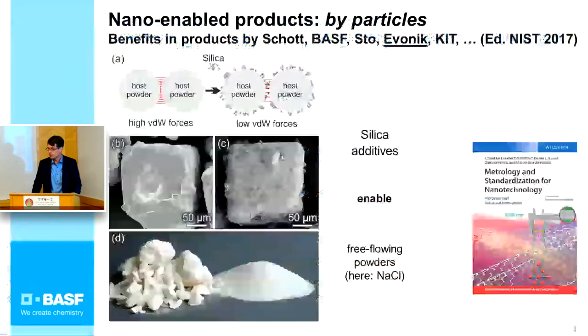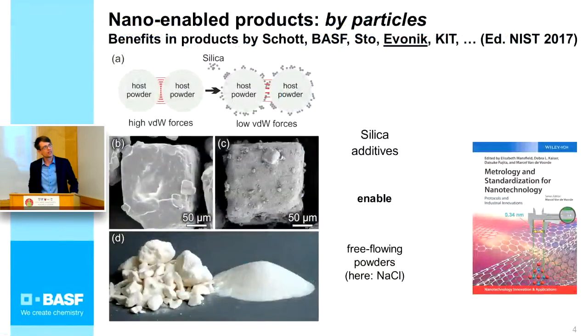So earlier this year, Debbie Kaiser and others from NIST published this book about metrology and standardization of nanotechnology. And I wrote a chapter together with collaborators about applications of nanomaterials. And so this is a very, very simple example. It just shows you how a nanoscale silica can introduce a stabilization by changing the van der Waals interactions between these sodium chloride crystals.